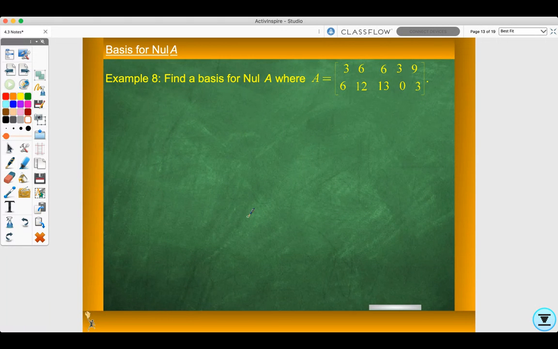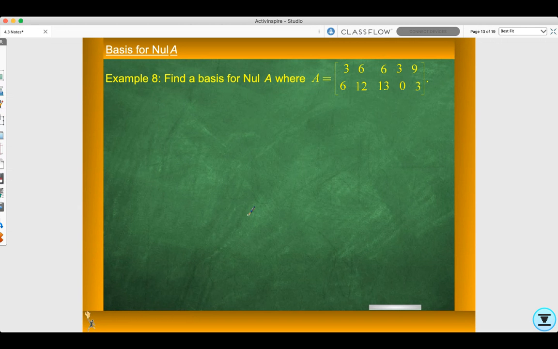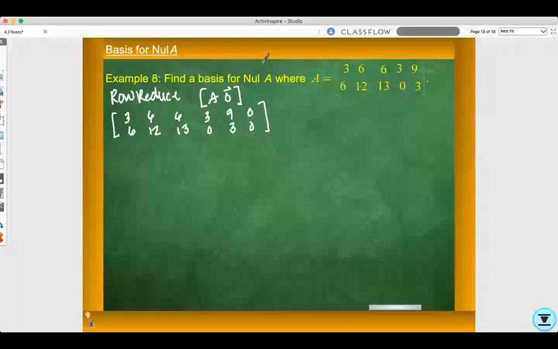The basis for null A. Find a basis for null A where A equals this. So what we need to do is row reduce our matrix A augmented with the 0 vector to get answers, okay? So we would have, and believe it or not, it doesn't take that long to do this.